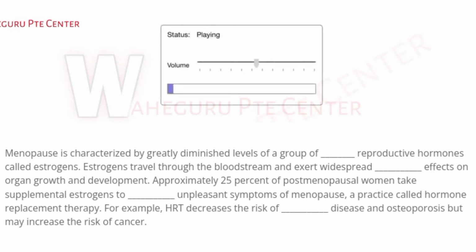Menopause is characterized by greatly diminished levels of a group of steroid reproductive hormones called estrogens. Estrogens travel through the bloodstream and exert widespread physiological effects on organ growth and development. Approximately 25% of postmenopausal women take supplemental estrogens to alleviate unpleasant symptoms of menopause, a practice called hormone replacement therapy. For example, HRT decreases the risk of cardiovascular disease and osteoporosis but may increase the risk of cancer.